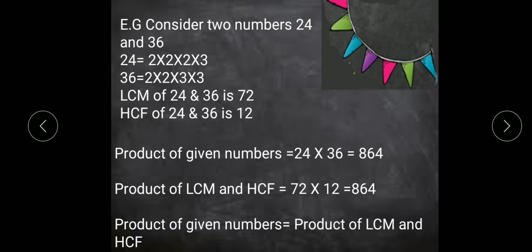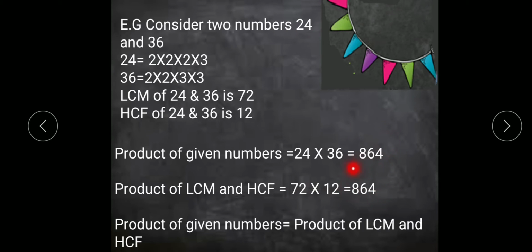Now I am finding out the product of the given numbers. Which numbers are given to me? That is 24 and 36. So the product is coming 864. Now I am finding the product of its HCF and LCM. So the product of HCF and LCM of the given two numbers, 24 and 36, is 72 multiplied by 12, that is 864.